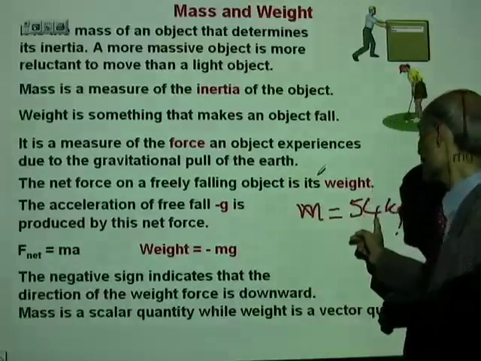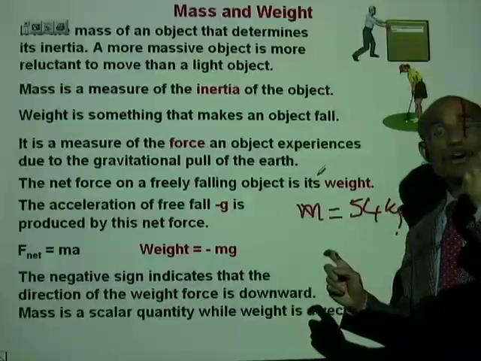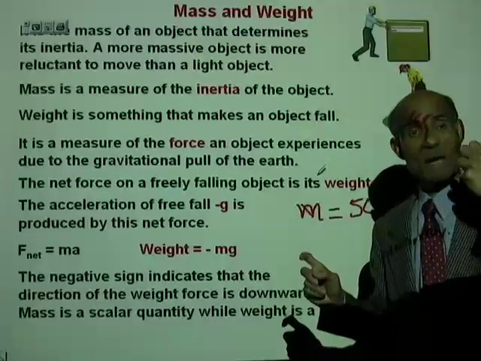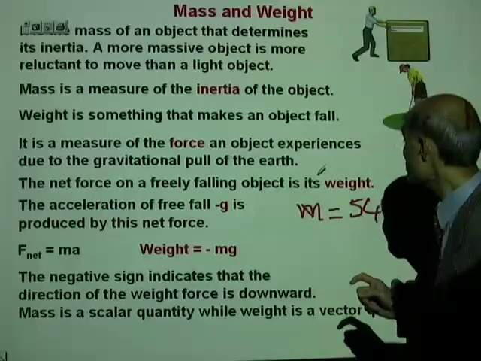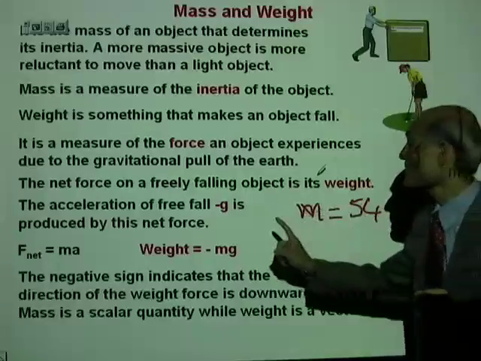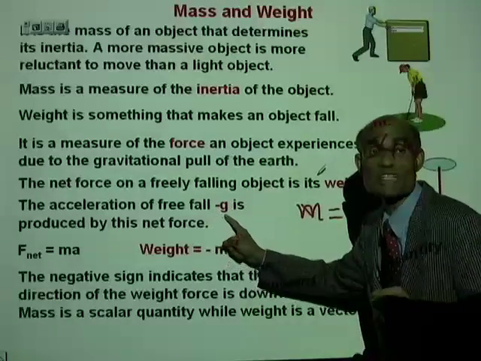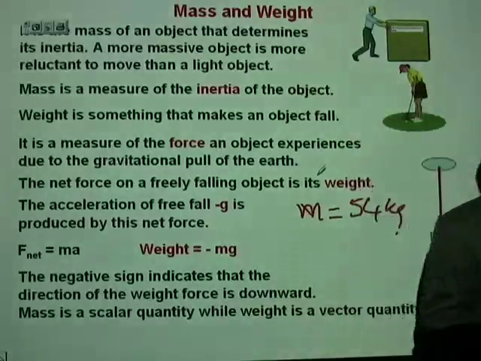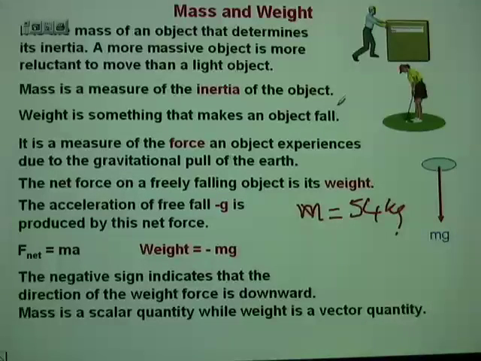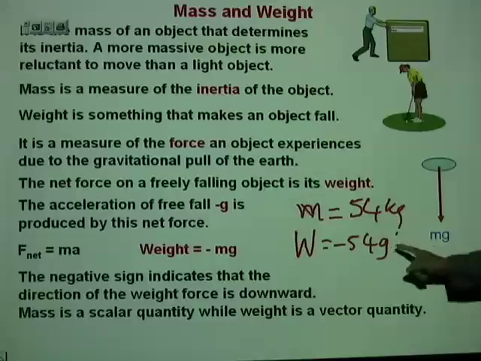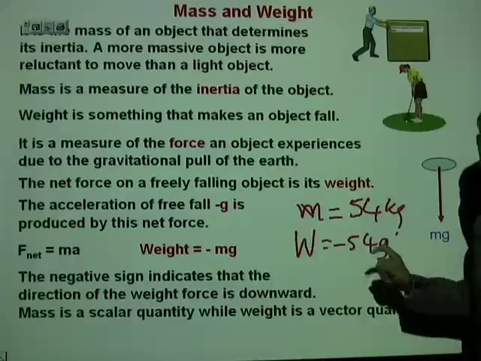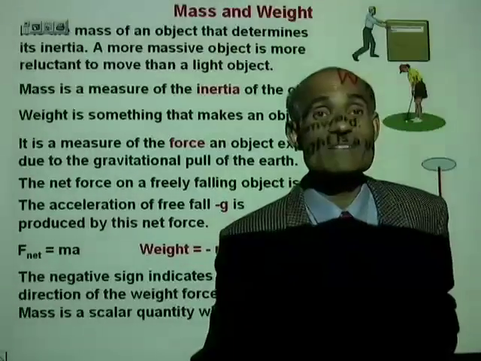54 kilogram is the unit of mass. That is my mass. My weight will be 54 kilogram times negative g. That will be negative 54 g. My weight W will be negative 54 g. If I can measure this g, then I know what my weight is.